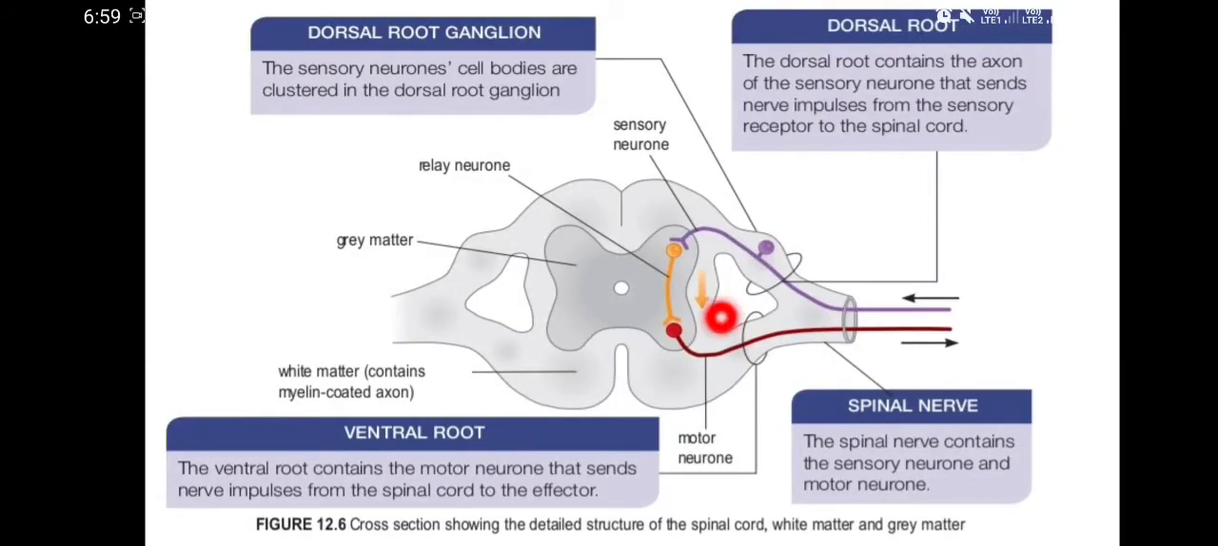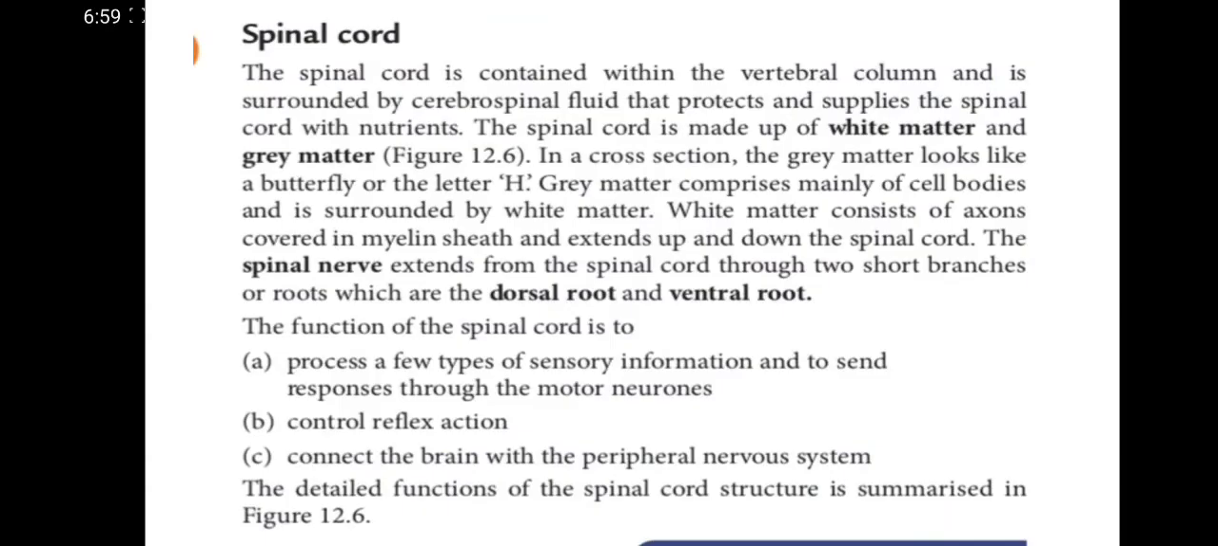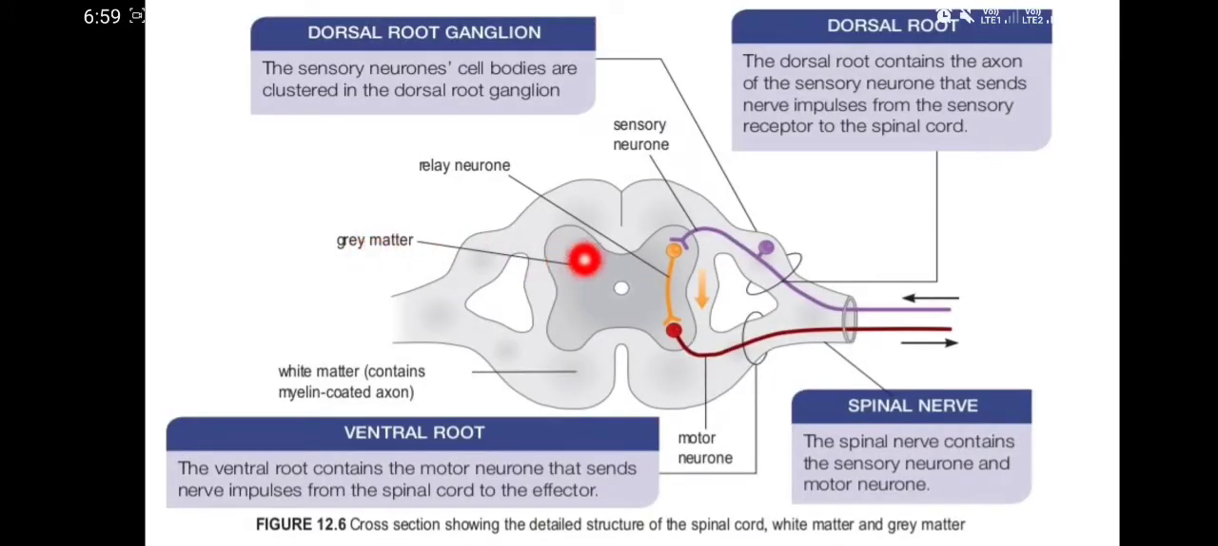So we look into figure 12.6. This one is gray matter. Okay, this one is white matter. Okay, the gray matter looks like a butterfly or the letter H. So nampak ni gray matter, memang bentuk dia macam H ataupun bentuk macam butterfly ya.